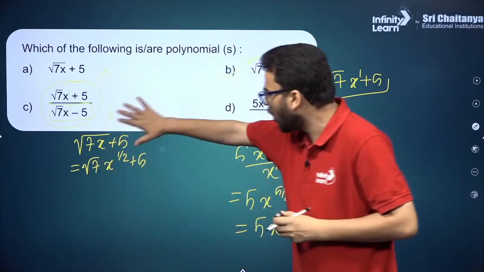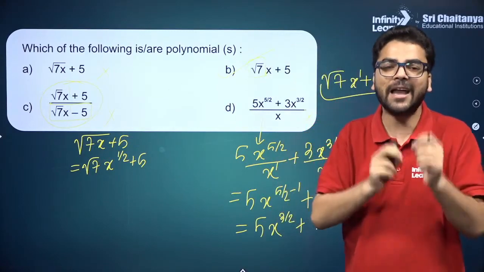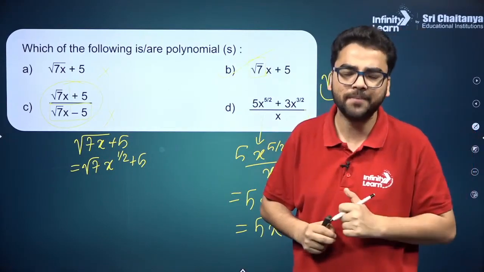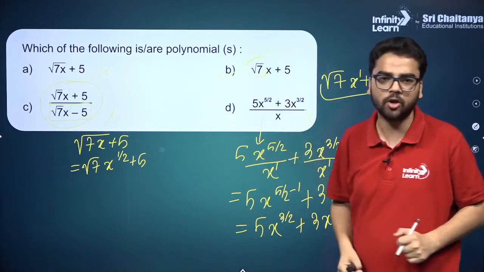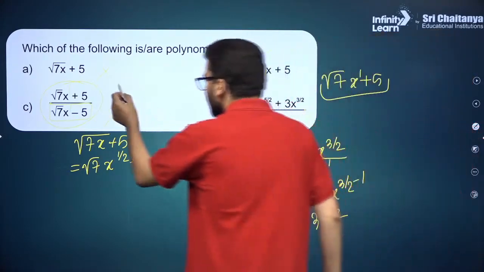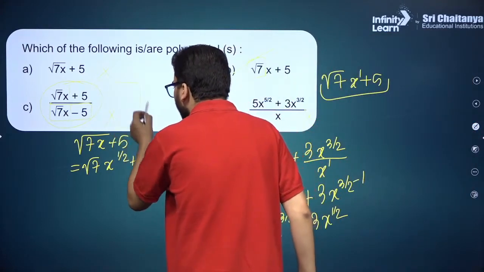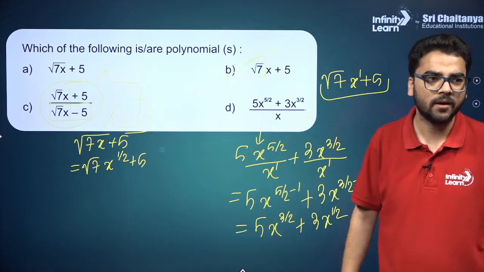See, all of the options over here, they are algebraic expressions. They are expressing something in algebra, but all of them are not polynomials. Only option B is the polynomial over here. I hope it is clear. So this can be expanded using something called binomial theorem. I am not explaining it over here, needless to say.